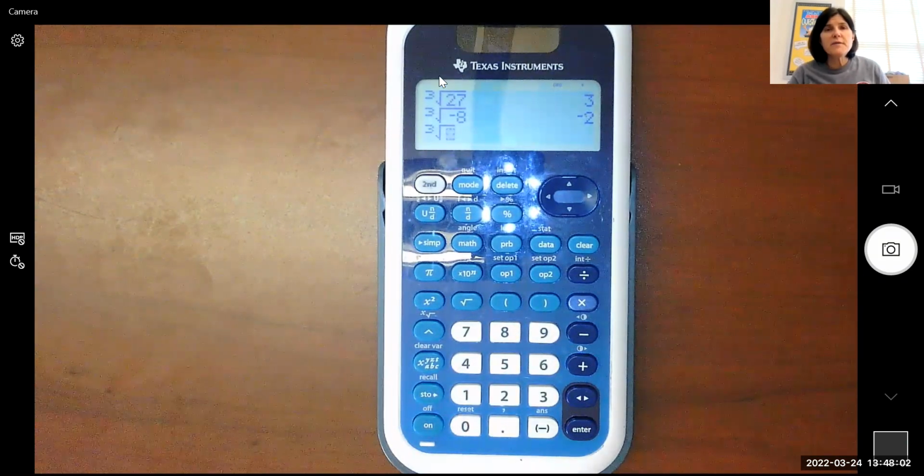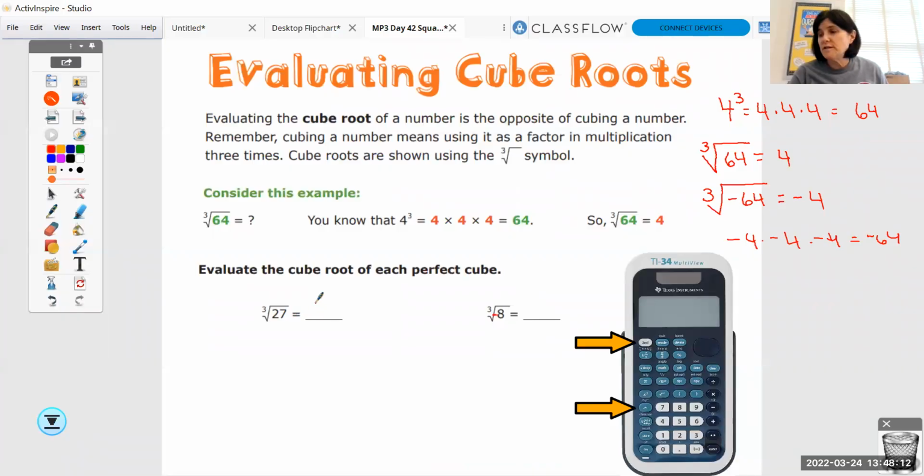Okay, let's go back. I'm going to fill in my answers, and then I'm going to have you guys practice a few times. So here we go. The cube root of 27 was 3, and the cube root of -8 was -2.